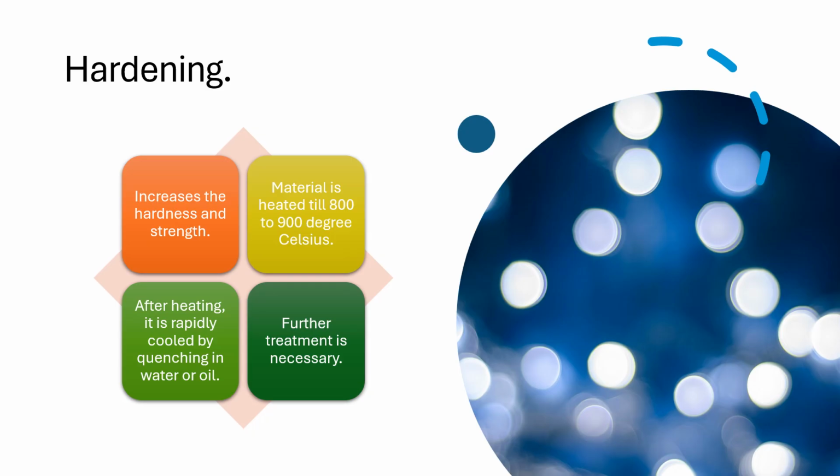Now, let's talk about hardening. If you need to increase the hardness and strength of a metal, hardening is the way to go. The metal is heated to a higher temperature, typically between 800 and 900 degrees Celsius, or 1472 to 1652 degrees Fahrenheit. After heating, it's rapidly cooled, a process known as quenching, in water or oil. This sudden cooling locks in a harder structure, but it can make the metal more brittle. So, while you get a harder and stronger material, it might need further treatment to reduce brittleness.